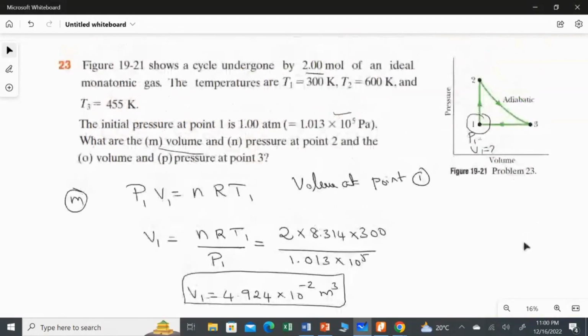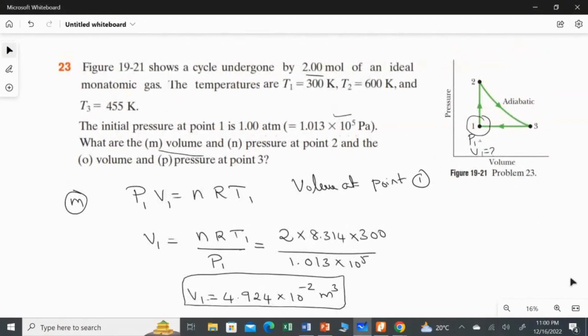Now we have to find the pressure at point 2. Let's see the figure again. In this point 2, we are going to find what the pressure should be. If you want to find the pressure at this point, you have to see the figure from state 1 to 2. It's a straight line, right? That means in this line your volume is constant. That means V1 equals V2, because states 1 and 2 are on an exact straight line.